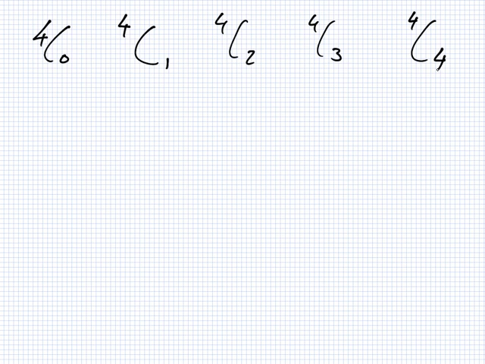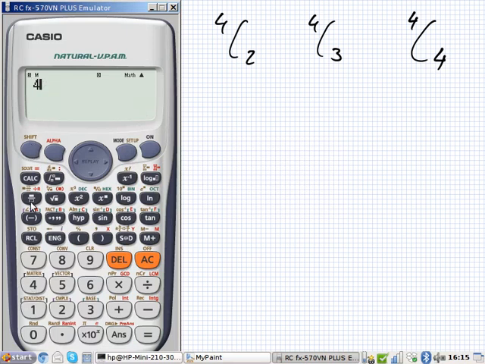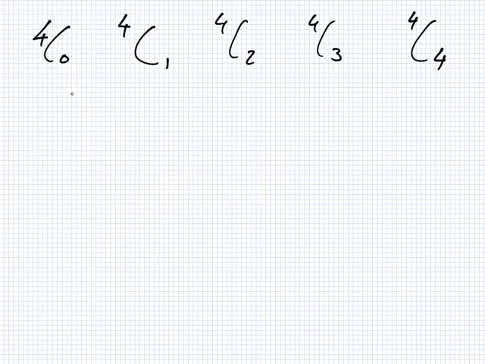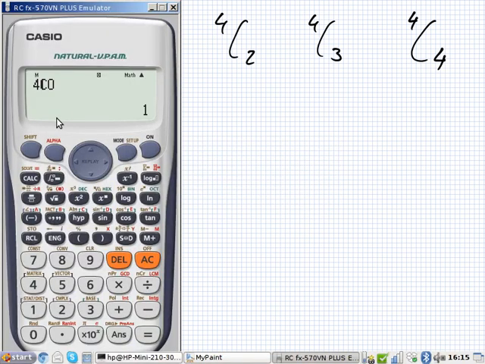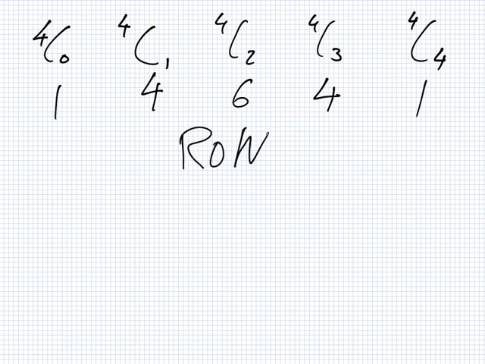Yeah. Okay, so what's the first number? I'll just show you as an example. 4C0, you should all get 1. And then if you just go back, 4C2, what did you get here? 6, this is 4, and this is 1. Does this look familiar? Yes. This is actually row 4 on Pascal's triangle.